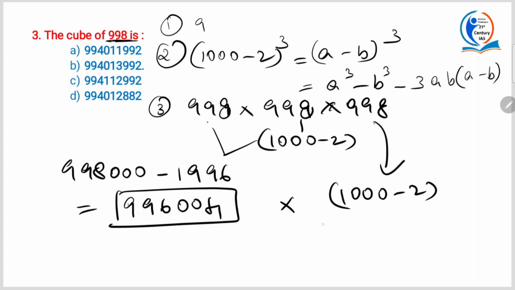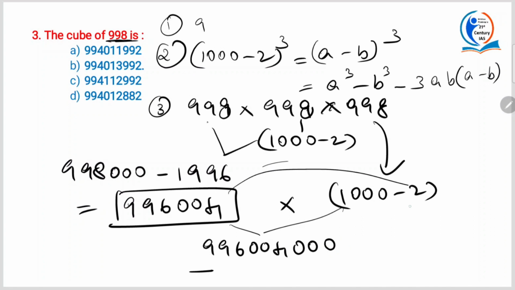Now we will multiply this. What will you get? You will get 996,004,000 minus 996,004 into 2. What is that? 2 4s are 8, 0, 0, 2 6s are 12, 2 9s are 18, 19, 2 9s are 18, 19.